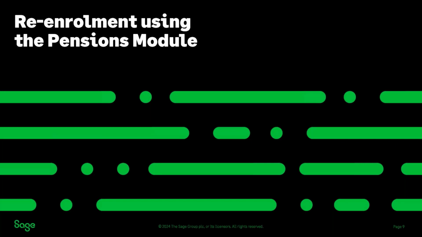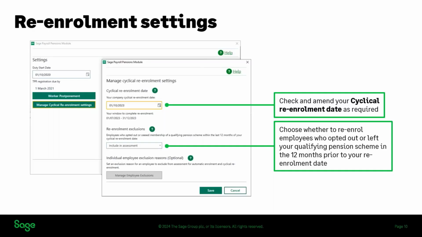The first thing we're going to take a look at is re-enrolment settings with the pensions module. From here, there are 2 key settings. First of all, you would confirm your cyclical re-enrolment date, and it will show you the window for you to complete re-enrolment, either based on your duty start date or your previous re-enrolment date. And then there's a section for re-enrolment exclusions.